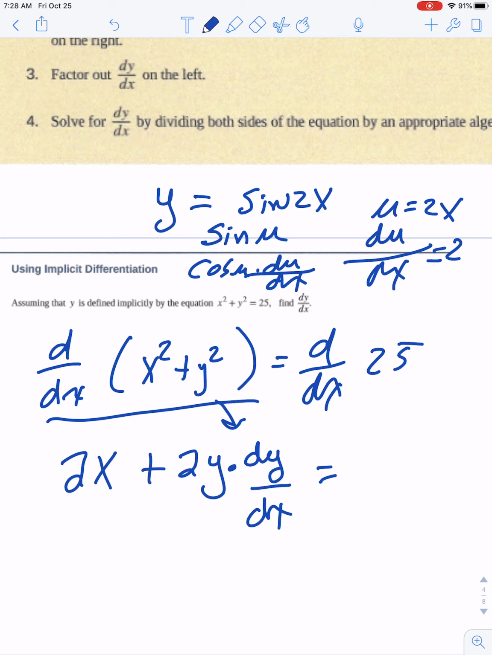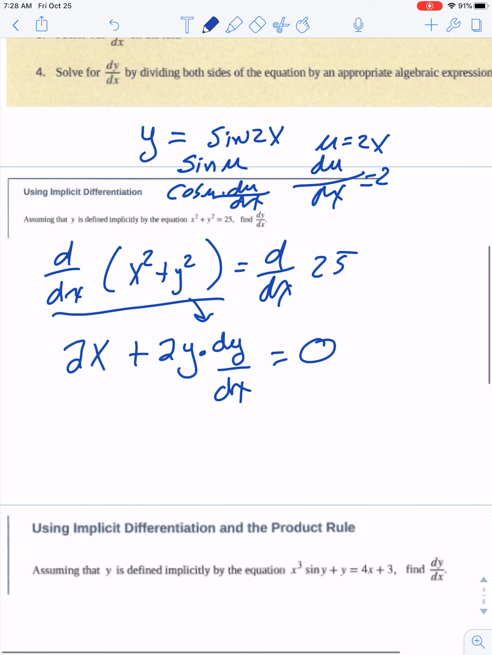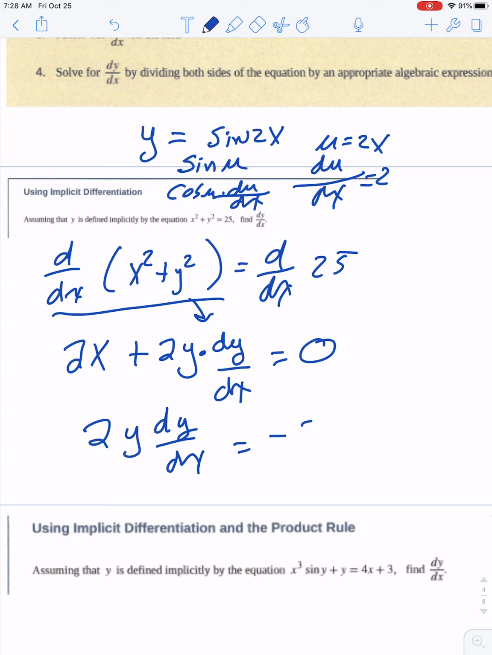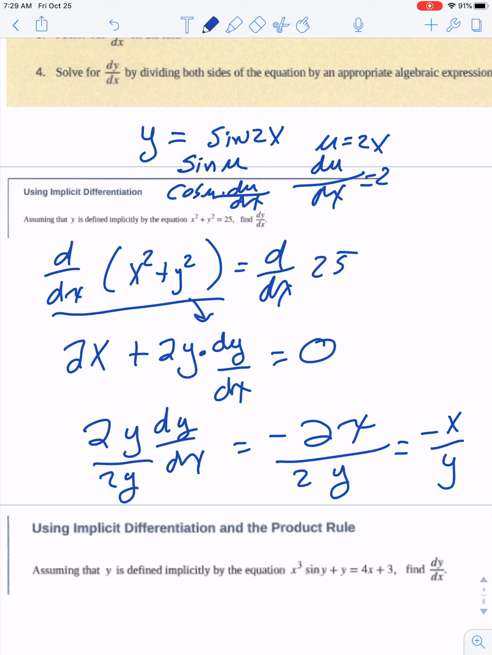And then the derivative of a constant is still 0. That has not changed. So again, we want to isolate dy/dx because that's what we are solving for, the derivative of y with respect to x. So we are going to keep everything with the dy/dx on one side and everything without a dy/dx, move it to the other side. So this last step here is to divide by 2y. So this gives us negative x over y.